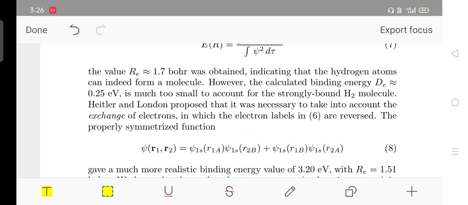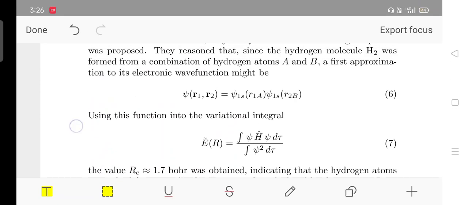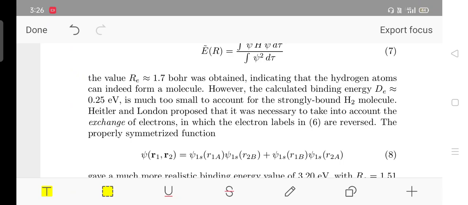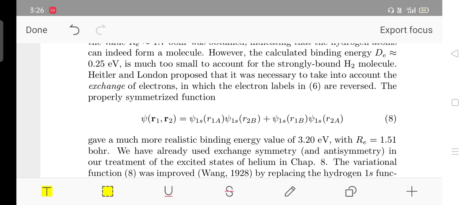So Heitler and London proposed that it was necessary to take into account the exchange of electrons, in which the electron labels are reversed. Then the proper symmetric function is like this. Okay, thank you.